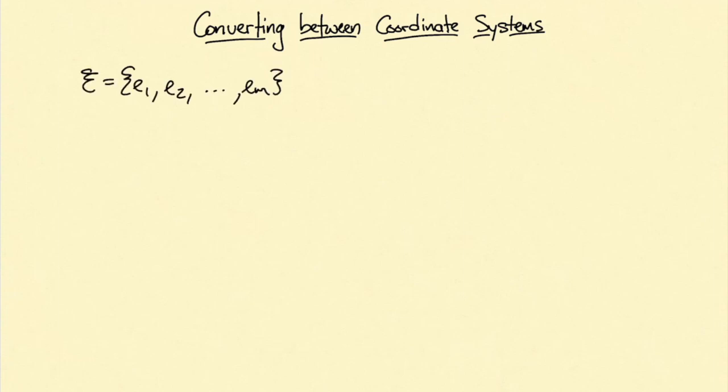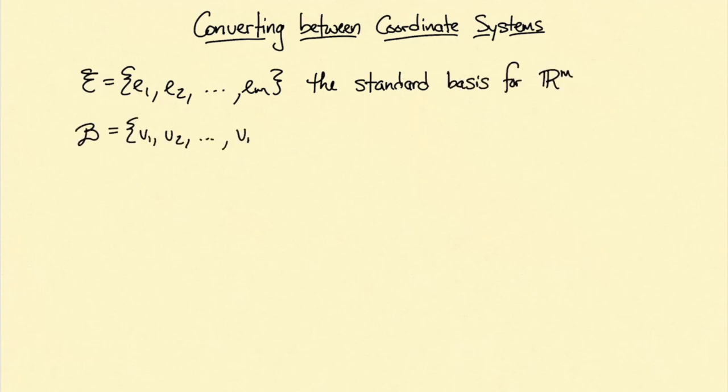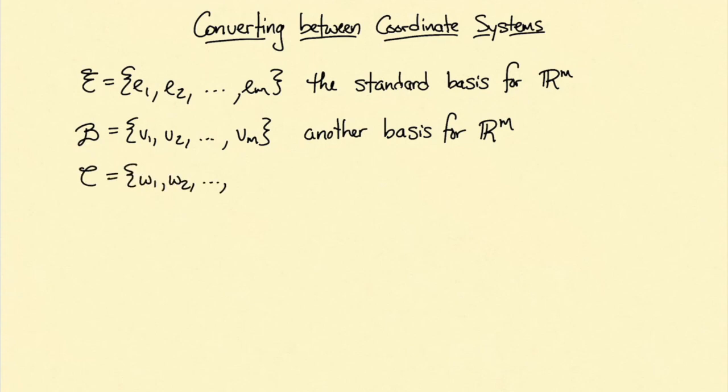So previously, we've seen how to convert between the coordinates for the standard basis for Rm and coordinates specified by another basis, let's say B. So now we would like to develop a general method for converting between the coordinates specified by the basis B and a third basis C. To do this, we'll always pass through the standard basis.